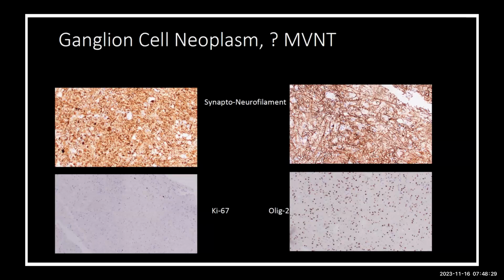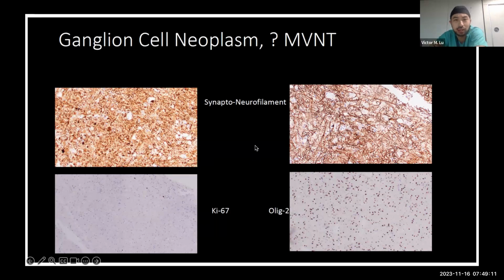So the problem is that MVNT as an entity is a supratentorial entity. And I hope Victor is going to talk about this a little bit more. But recently there have been publications about posterior fossa MVNT-like lesions. And so it remains a proposition, the diagnosis, and we sent it, of course, for molecular studies and methylation subtyping. I'm waiting for their results.